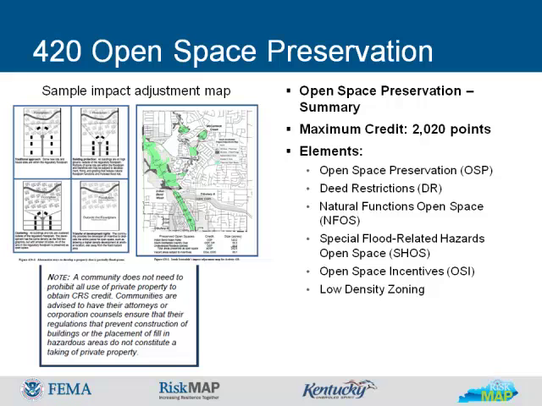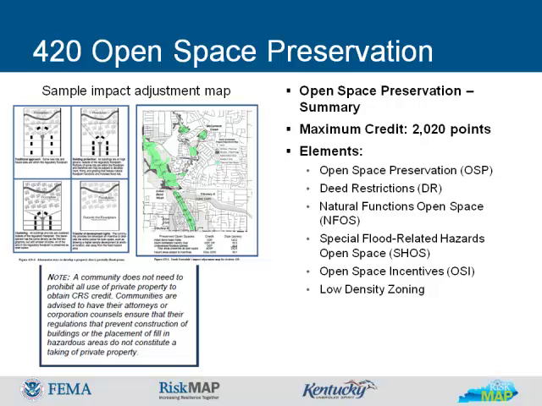The purposes of the open space preservation activity are to prevent flood damage by keeping flood-prone lands free of development, and to protect and enhance the natural functions of floodplain. Points are available for keeping land vacant through ownership or regulation. These credits preserve open space in the floodplain. Points are also available for legal restrictions that ensure that parcels credited for open space preservation will never be developed.